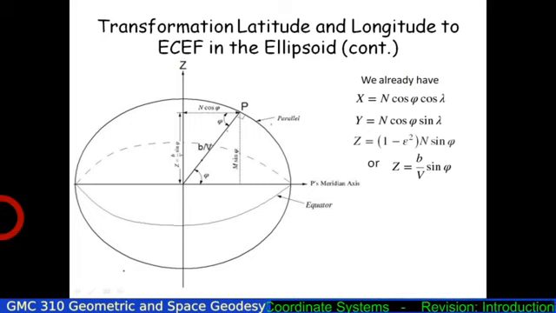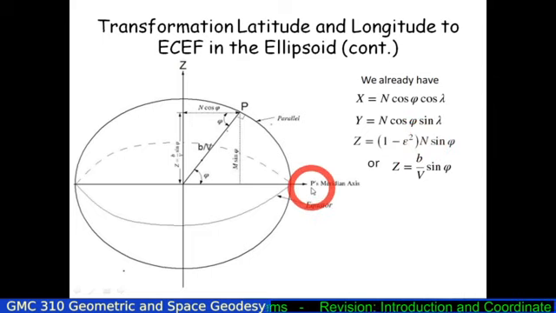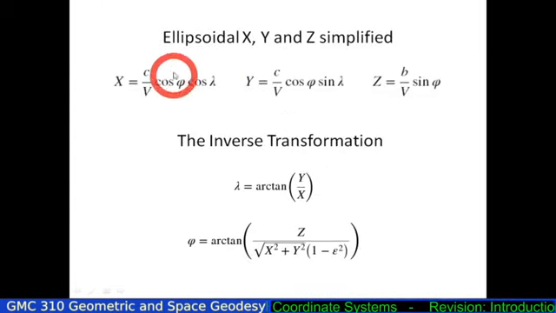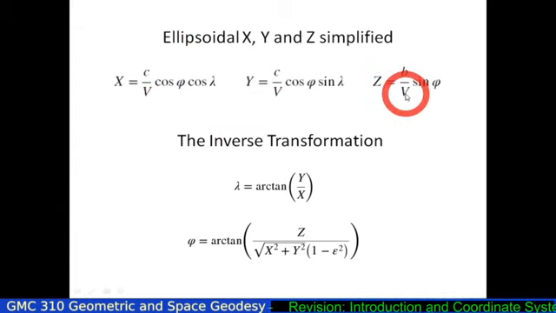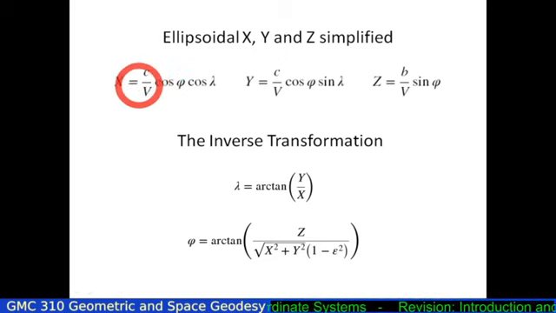That's your Earth-centered, Earth-fixed in the ellipsoid. Again, radius of curvature, and radius of curvature in the prime vertical. It's just a change in the radius of curvature of the prime vertical, yes. We can simplify the radii of curvature by C over V for n, and C over V for n, and then B over V for that n times 1 minus epsilon squared. So that makes it a little bit simpler.